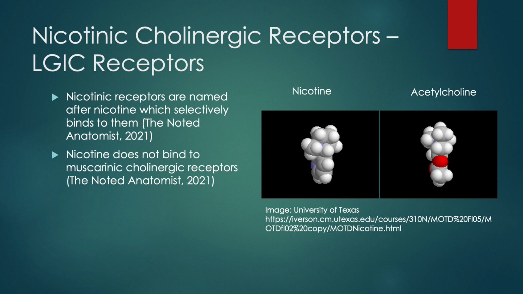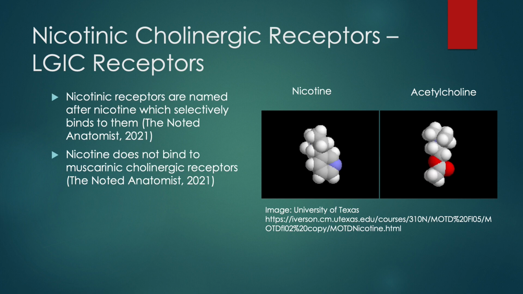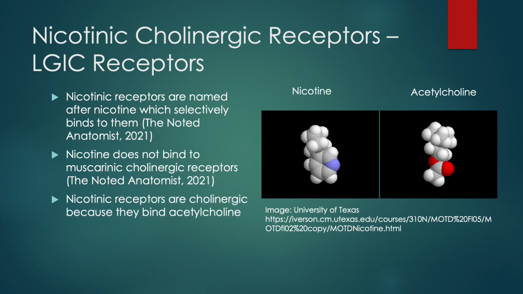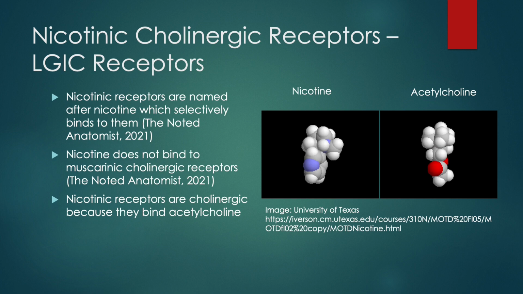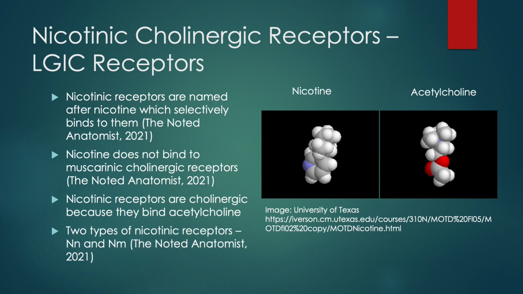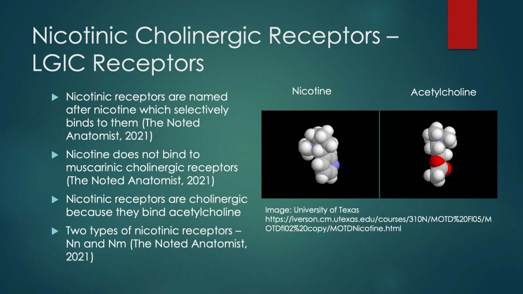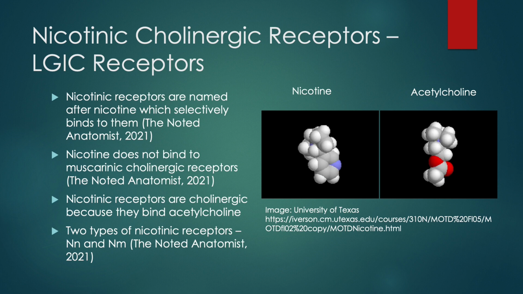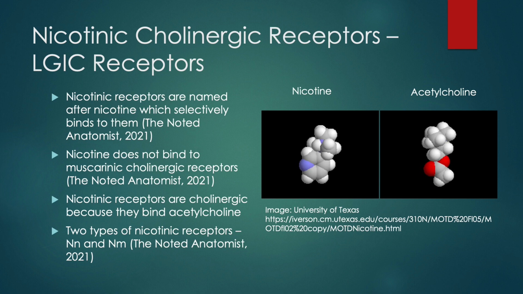Nicotine does not bind, however, to muscarinic cholinergic receptors, which are more G protein coupled receptors. And nicotinic receptors are cholinergic because they bind to acetylcholine. There are 2 types of nicotinic receptors: NN and NM. The second letter tells where the receptors are located. The NN will be located on the nerves, and the NM will be on skeletal muscle.